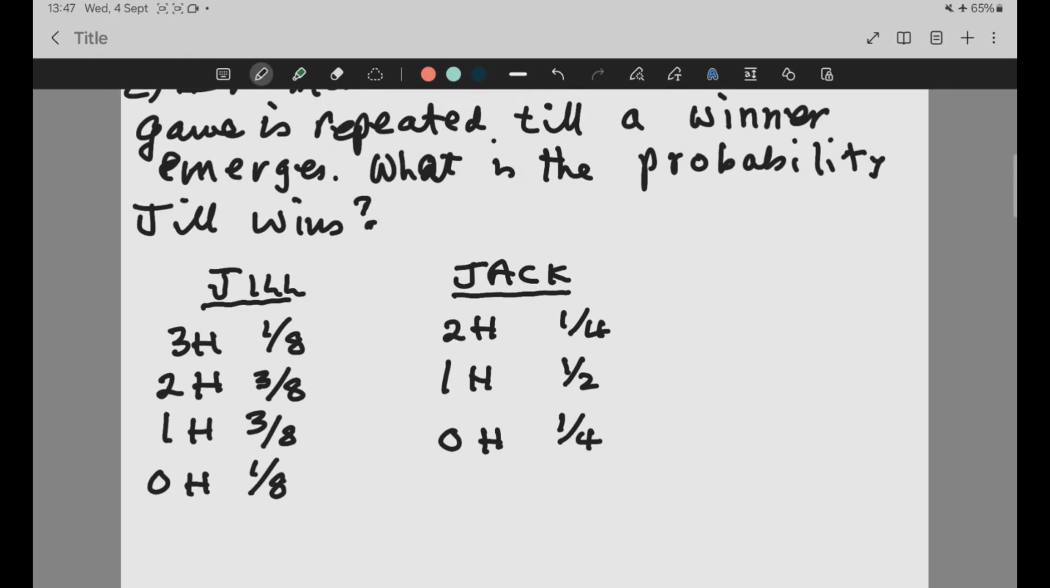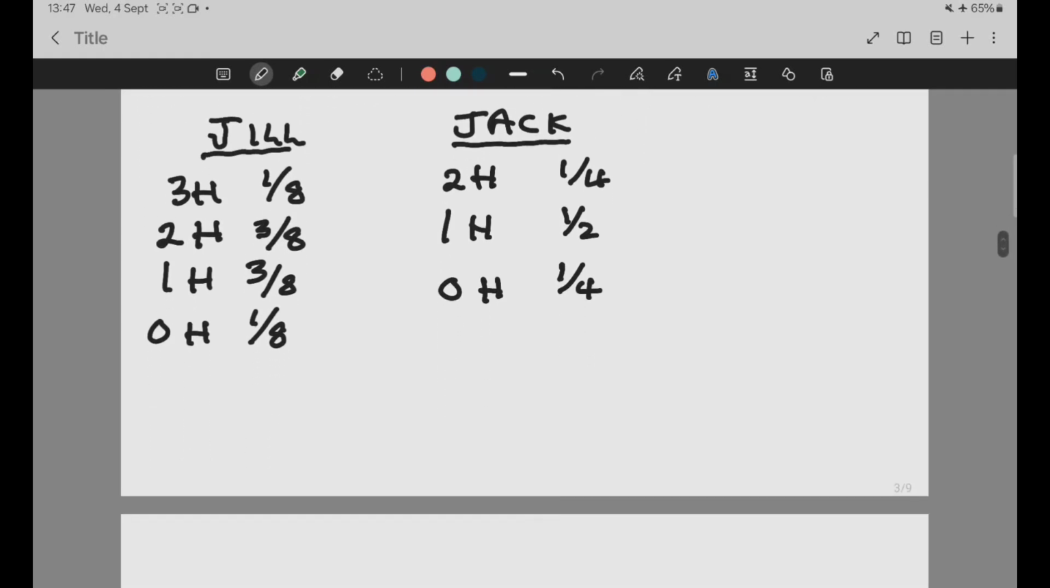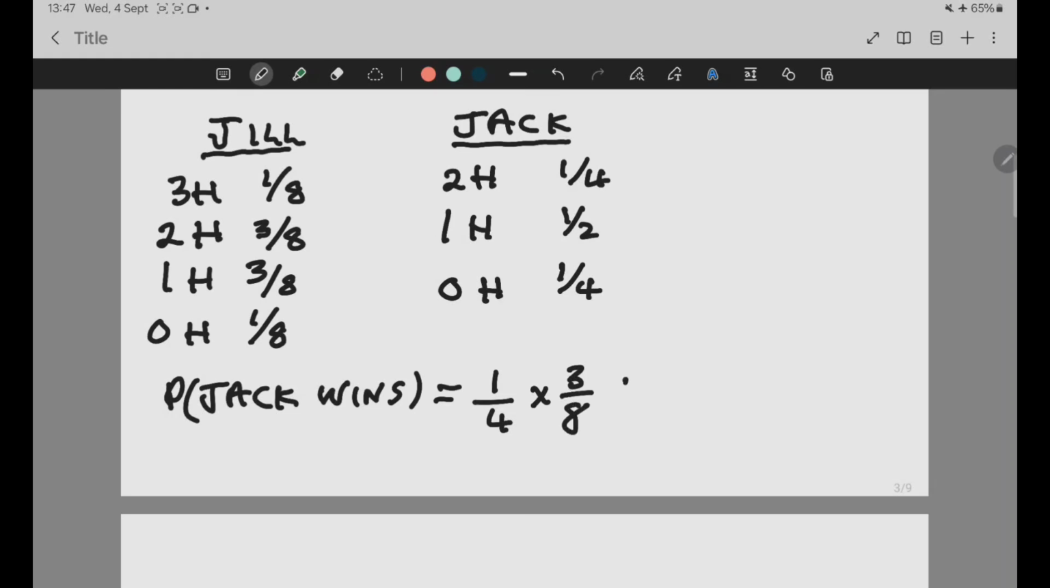So, the probability that Jack wins, this can happen if he has 2 heads and Jill only has 1, which is 1/4 times 3/8, or if Jack has 2 heads and Jill has none, which is 1/4 times 1/8.